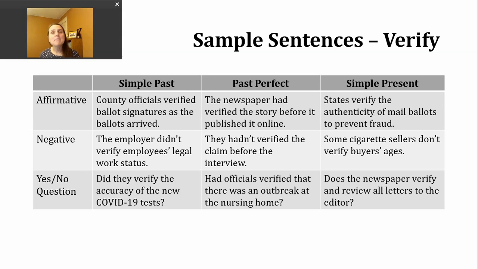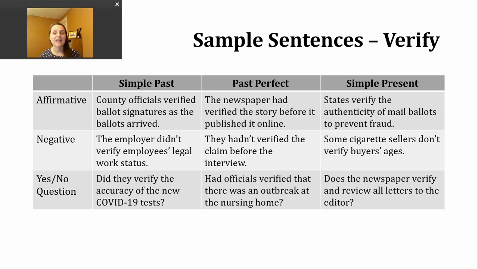Okay? To make the past perfect, we need two parts. We're going to use had and then the participle form of our verb. Let's look at an example sentence. The newspaper had verified the story before it published it online. Okay?